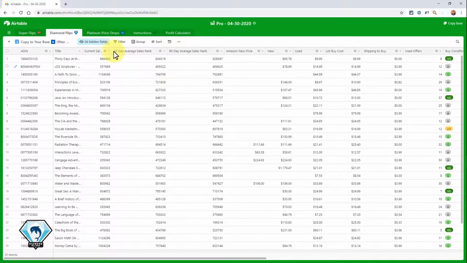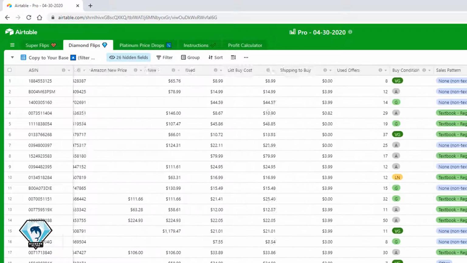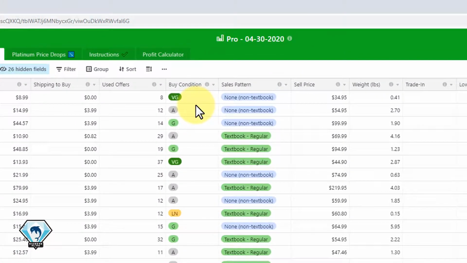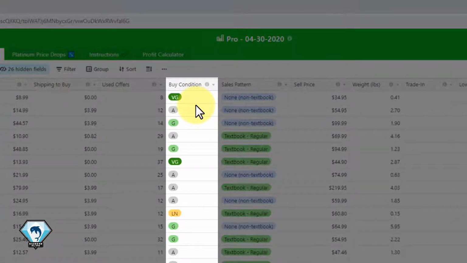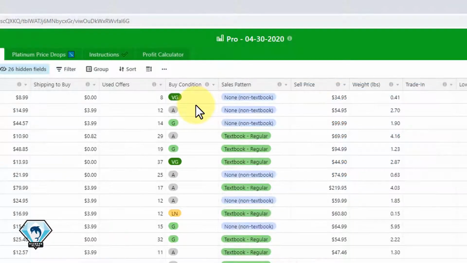So many of the fields are the same. I'm not going to go over them again, right? They're pretty much all the same, but a couple that are new that you don't have on the super flips is, number one, the buy condition. So that means that we looked at this book, and of the books that we saw, this is the one we would select. Now, we don't put down the seller, but we do look at the seller's rating. If they're below, I believe, 82%, we don't include them, okay? We have to draw the line somewhere. That's the line we drew. That's how we run our business.